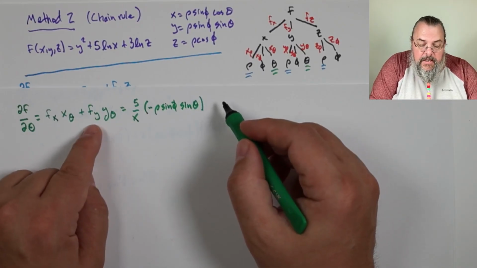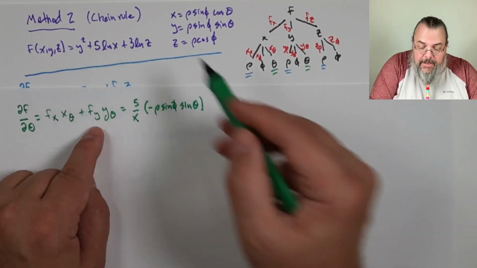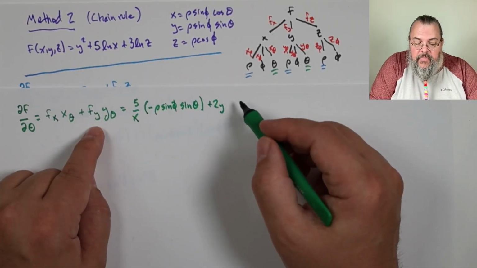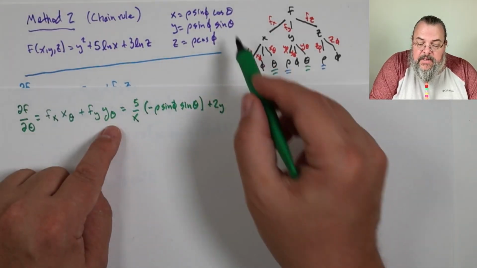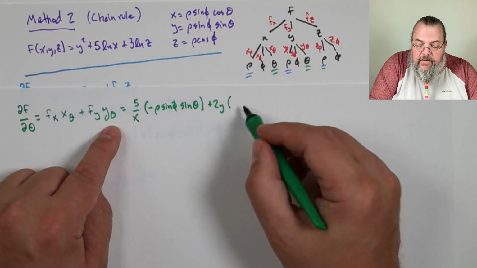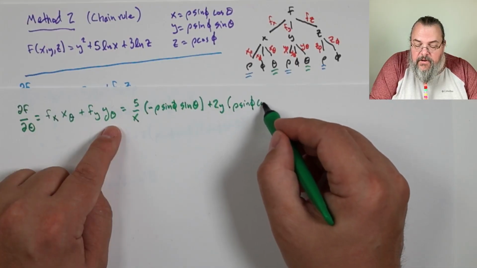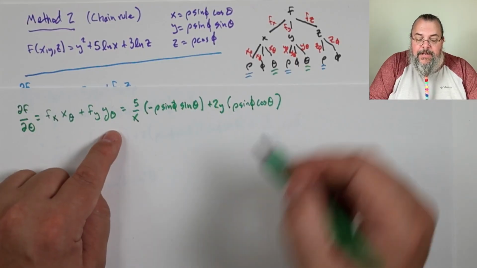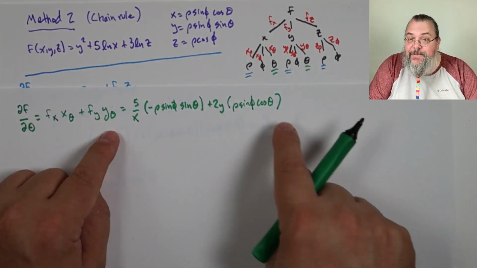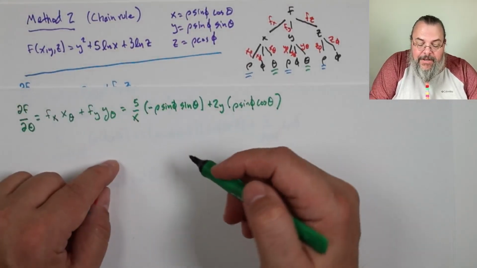F sub y, the derivative of f with respect to y, is 2y. So plus 2y. Y sub theta, well, what's that? The derivative of sine theta is cosine theta, so that's rho sine phi cosine theta. But again, we're not done, because we have to get it in terms of just rho, phi, and theta. We have to get rid of the x's and the y's. But we have x and we have y.